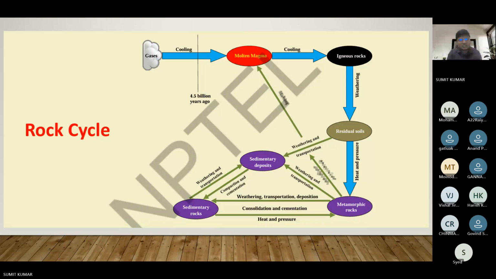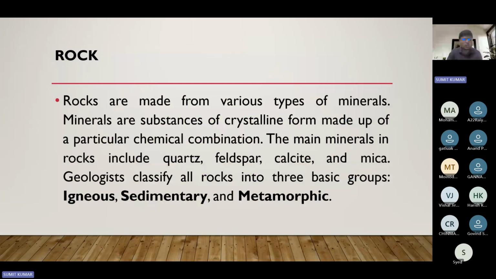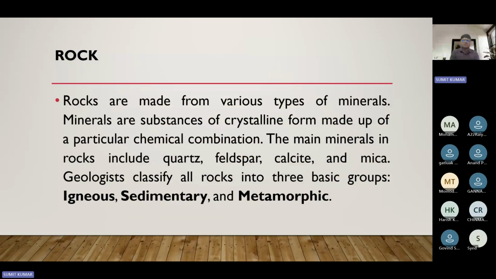Okay. So now see, rocks are made from various types of minerals. Minerals are substances. Basically, a mineral is nothing but a substance of crystalline form made up of a particular chemical composition. The main materials in rock include quartz, feldspar, calcite, and mica. The geologists classify all rocks into three basic forms, as I have said earlier, and in the rock cycle you also saw them: igneous, sedimentary, and metamorphic.